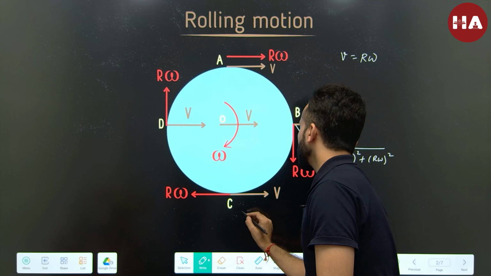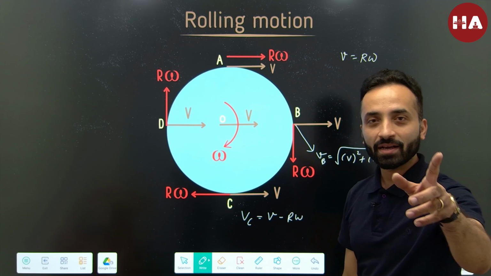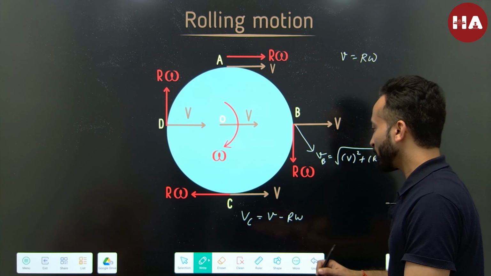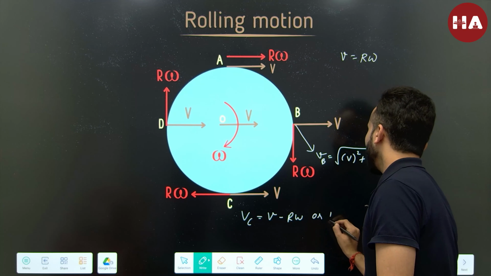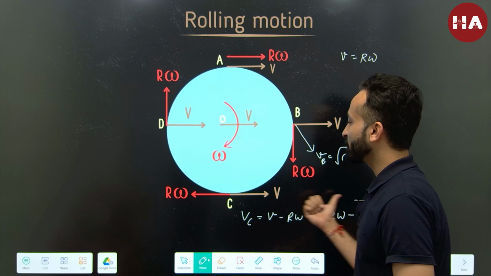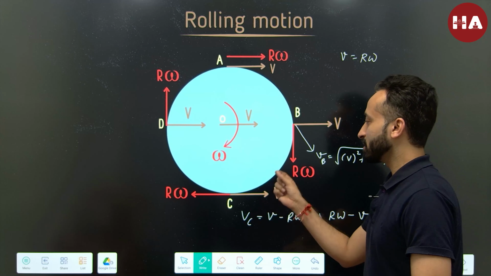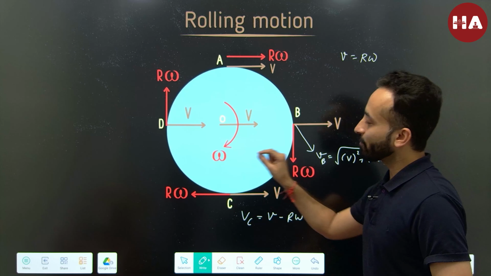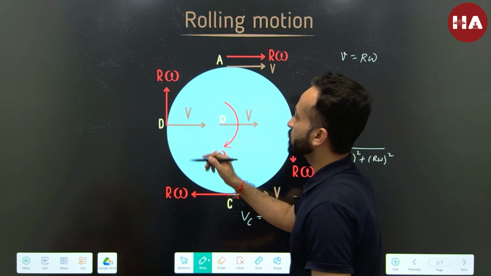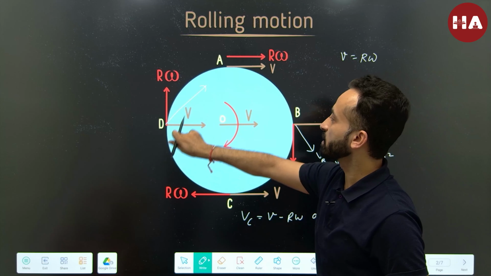So the net velocity of C is going to be v minus r omega, or you can also write r omega minus v. Who will decide that, whether v is more or r omega is more? If v is more, then the net velocity of C is forward. If r omega is more, then the net velocity of C is backward. For D, it is the same as B, just in this direction.